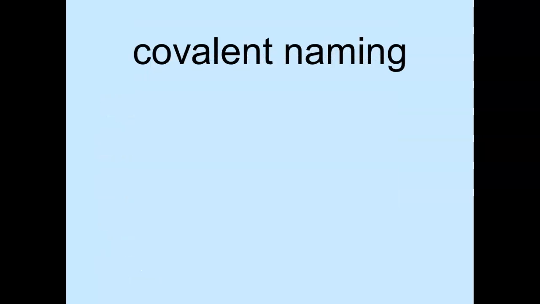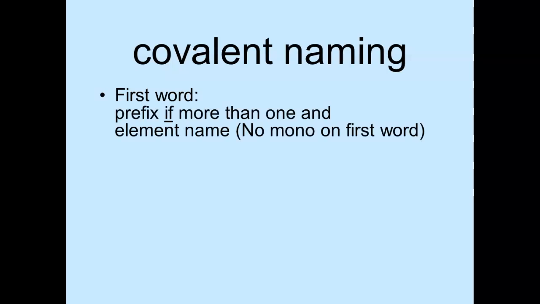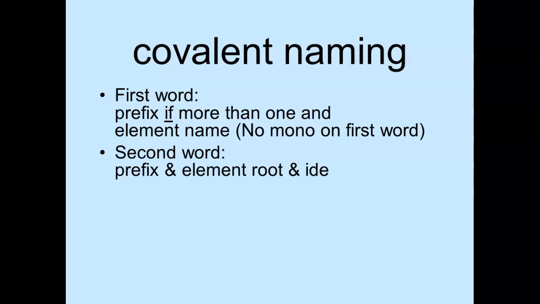Okay, and when I do covalent naming, here's the rule. First word, you're going to write a prefix if it's more than one of the atoms for that element. Note that means that there is no mono in the first word. And the second word, you're going to do prefix plus the element root plus IDE. And how does that look?